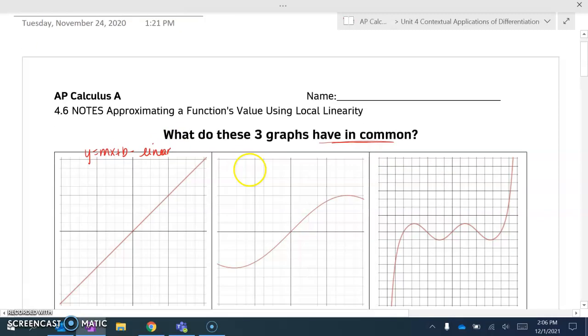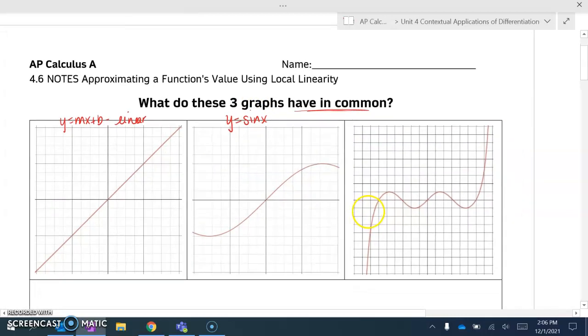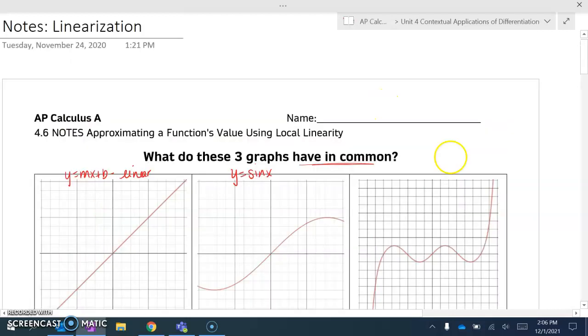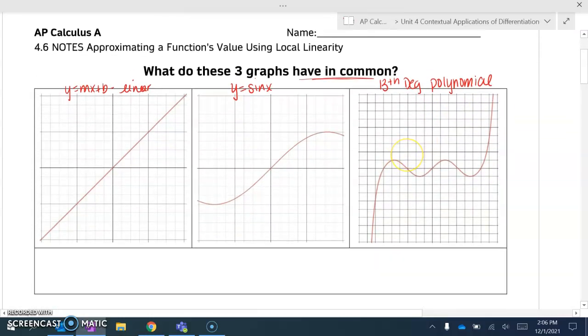And what do you think this next graph is? Some people might say it looks like y equals sine of x. Now how about this third one? You might look at this third one and say, I don't know what the equation of that is, but I'll tell you that it is a 13th degree polynomial. Not that you would ever deduce that on your own. But what they have in common is that they are all actually the same.